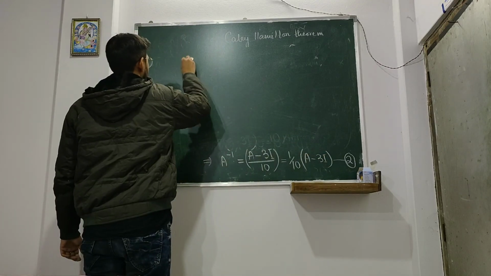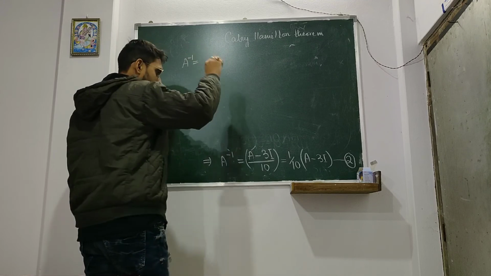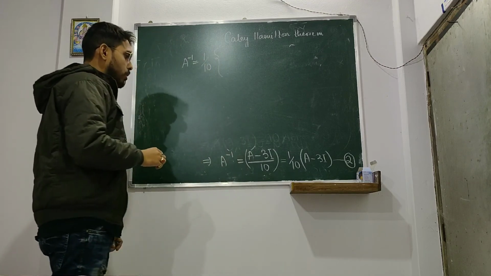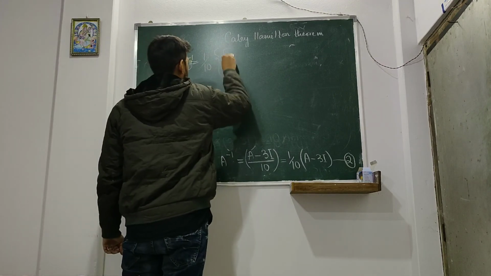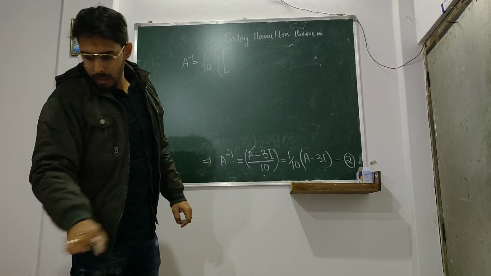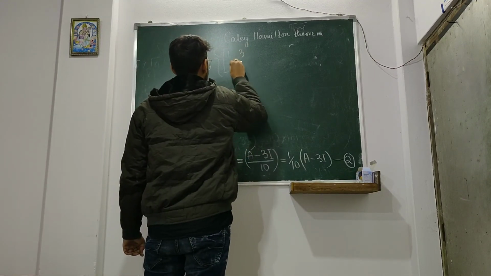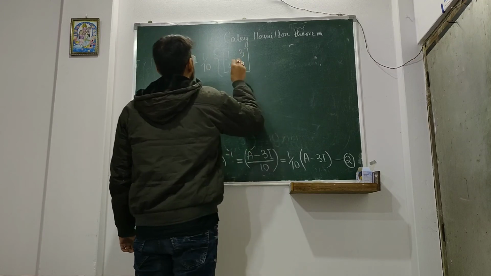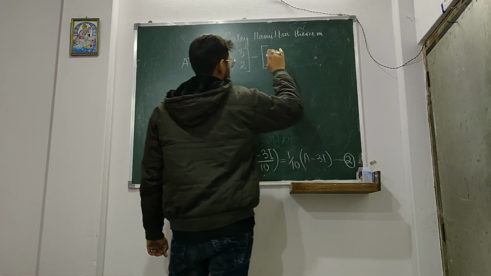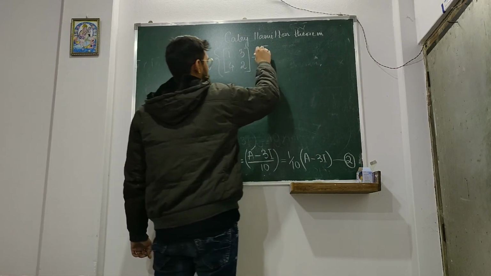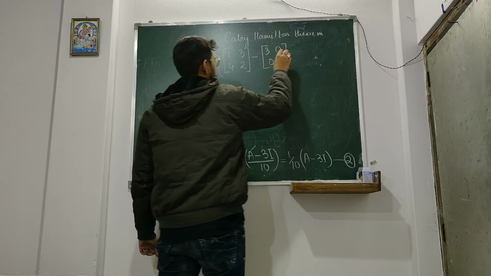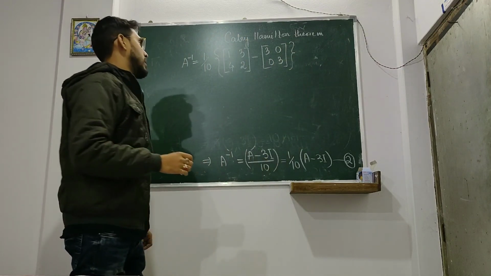So A inverse can be given as 1/10. Let us keep it outside the second bracket. A is the matrix that was given to us, that is 1 3 4 2. Then minus 3I. So I is 1 0 0 1, and 3 multiplied with that will be 3 0 0 3. That will be the total of 3I, and that will give A inverse.